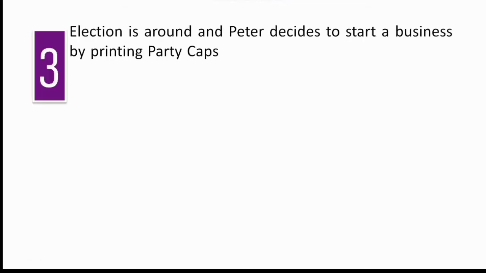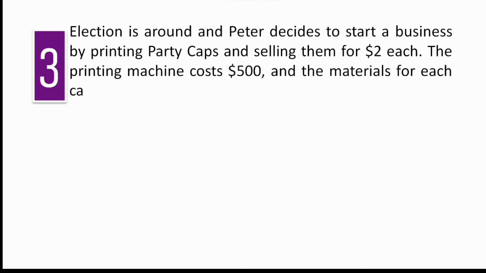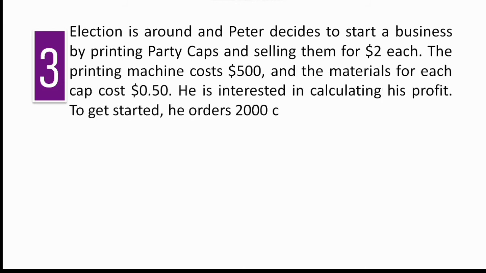Now let's look at problem number 3. Election is around and Peter decides to start a business by printing party caps and selling them for $2.50. The printing machine costs $500 and the material for each cap costs 50 cents. He is interested in calculating his profit. To get started, he orders 2,000 caps.